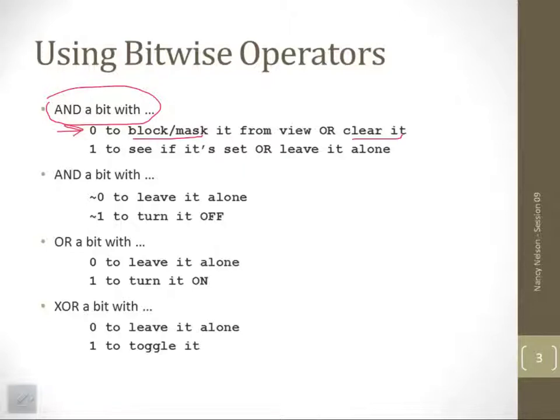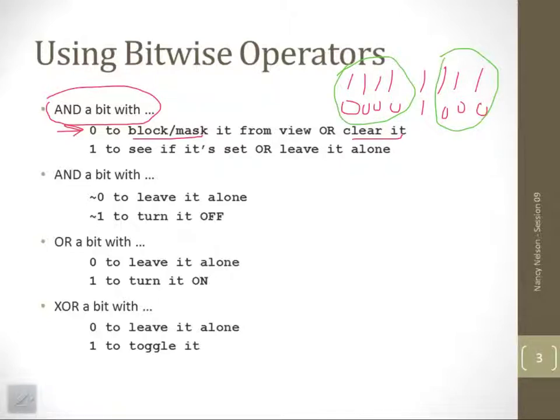So if we have a starting value of FF and we AND it with 08, what are we going to get? Well, we're going to get all the bits turned off when our mask is 0, and we're going to leave that bit on. So here, a 1 to leave it alone, or to see if it's set. So we've masked off the ones with the zeros, and we've left alone the ones with a 1.